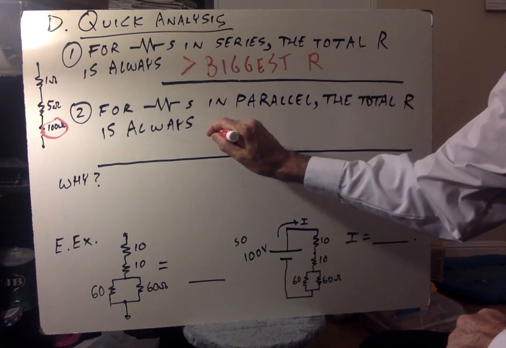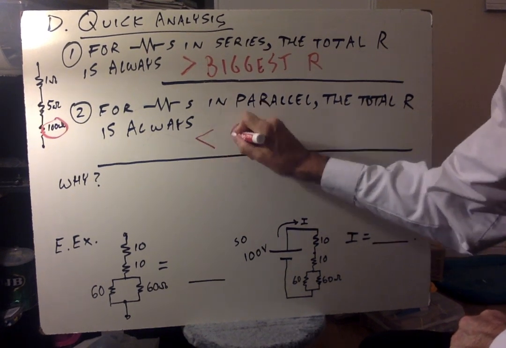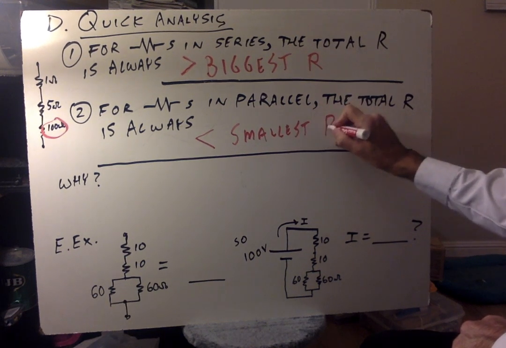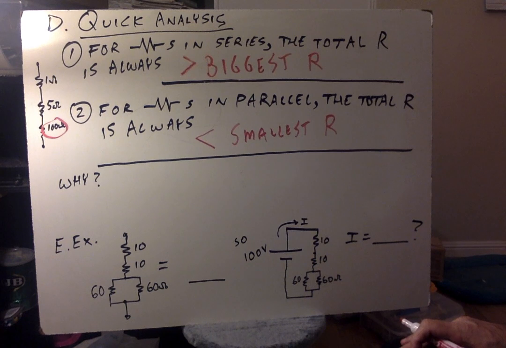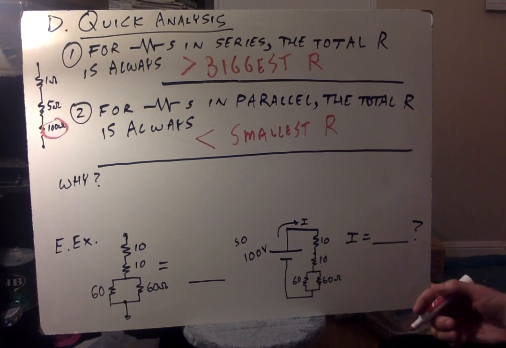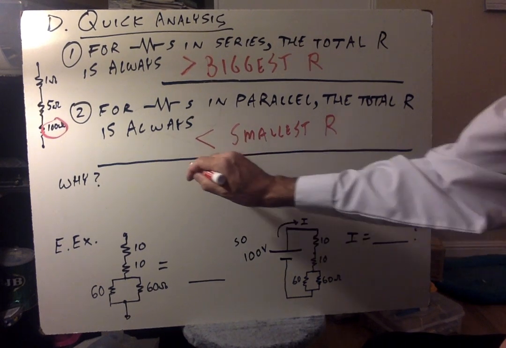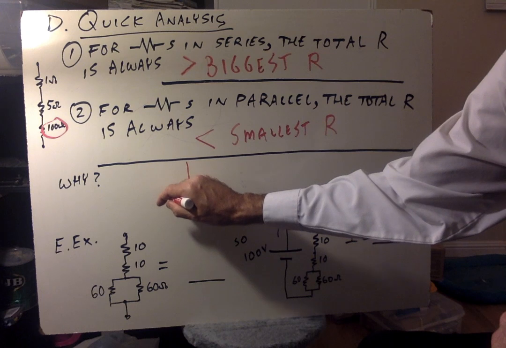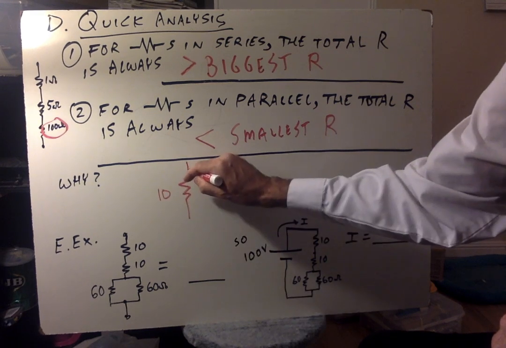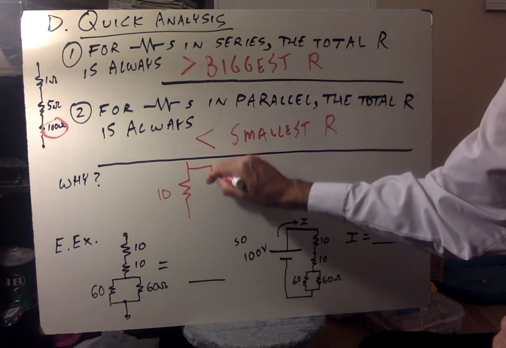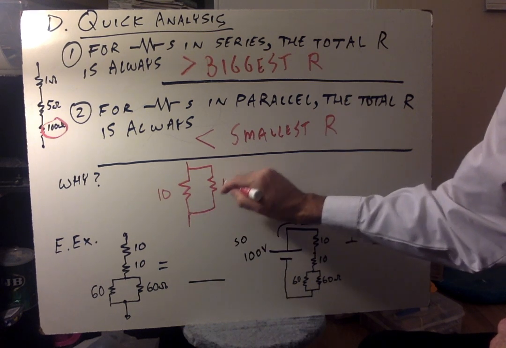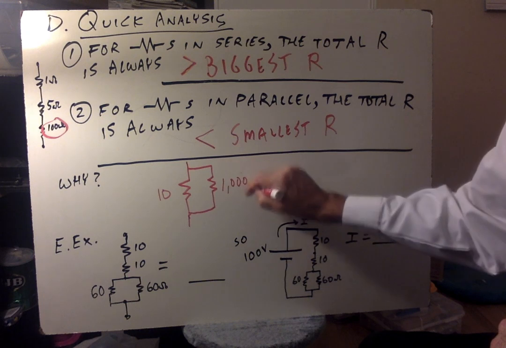And the answer is it's always smaller than the smallest resistance. Almost no one gets this right the first time, but once you see the argument for it, I hope it makes sense and sticks in your brain. Here's why. Let's draw a circuit in parallel, and let's make this one pretty small, say 10 ohms, and then we'll put over here another resistor in parallel. We'll say that this is 1,000,000 ohms.